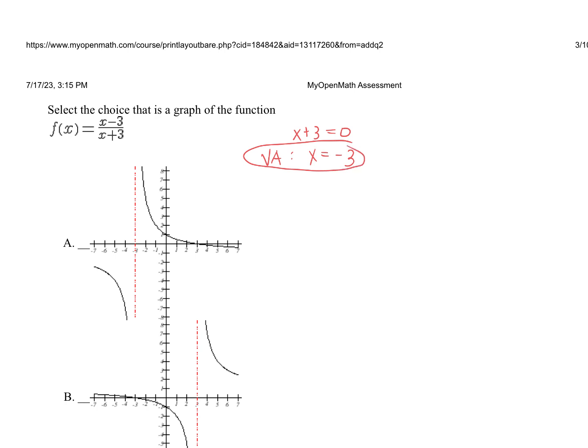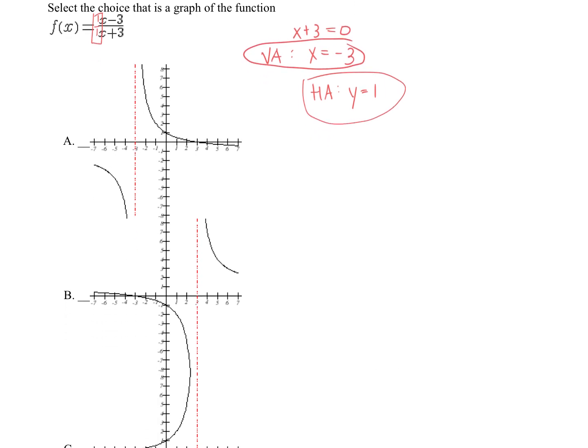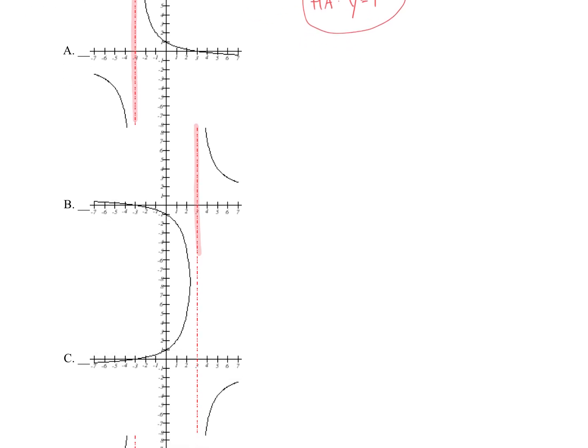Okay, and then you can look at your horizontal asymptote. Since the degree is the same, they're both 1, you look at the ratio of leading coefficients. So that'll be y equals 1 as my horizontal asymptote. So this is what I'm looking at as I go through. So A, let's just first look at the vertical asymptote. Vertical asymptote at -3, that one's good. This one has a vertical asymptote at +3. So that's not going to work. So it definitely cannot be B.